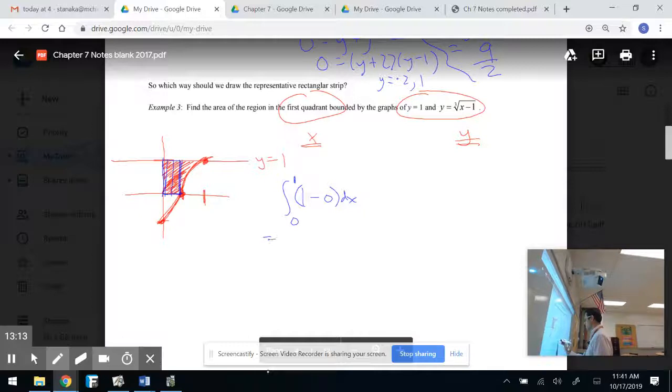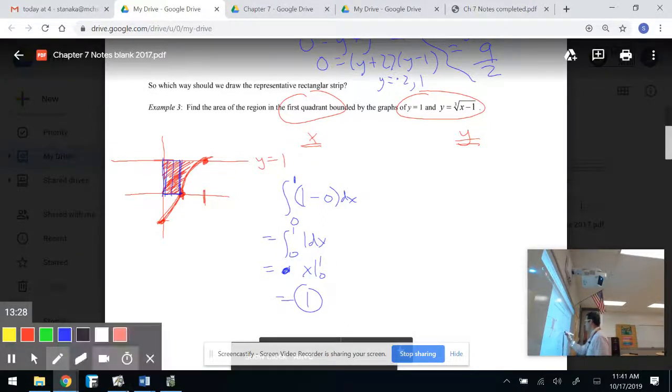Oh, well, that looks really tough, huh, class? 1 minus 0 is 1. What's the antiderivative of 1? Well, that's just a little x. Shame on you. That's just a little x. So x from 0 to 1 gives me 1. Okay, so that finds me that piece.